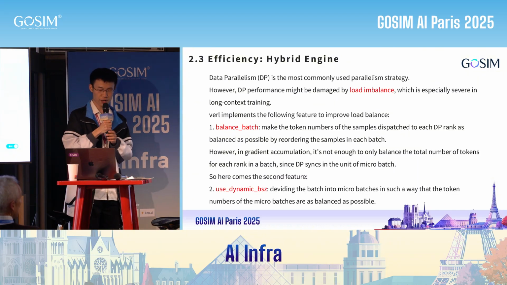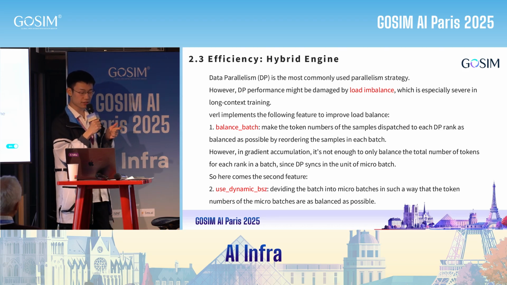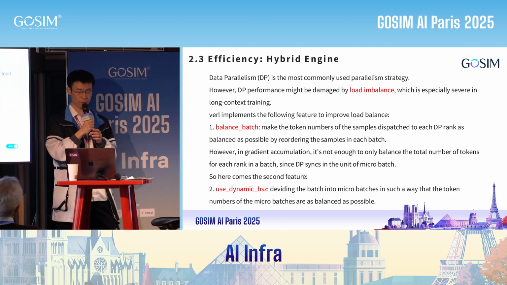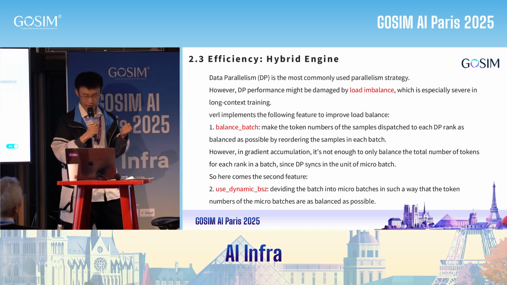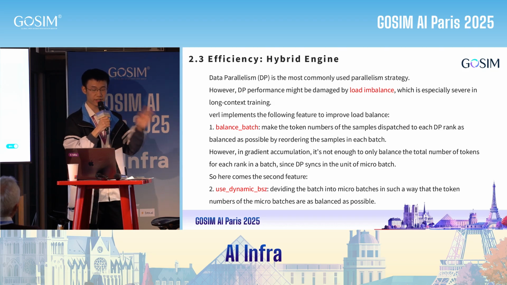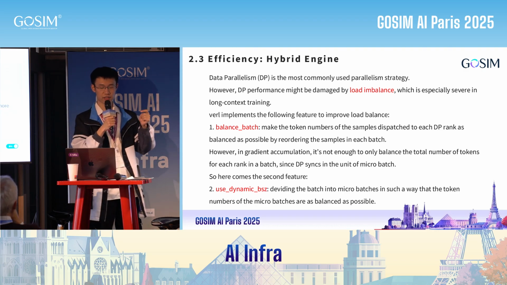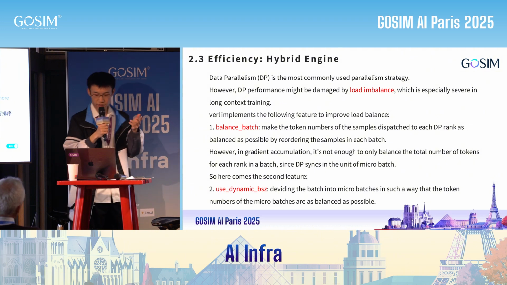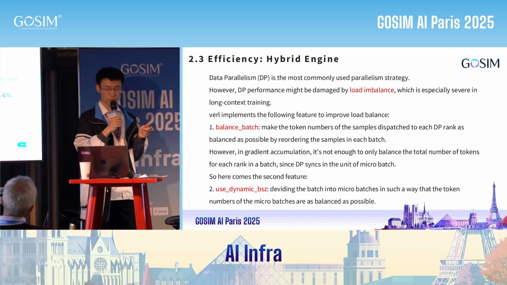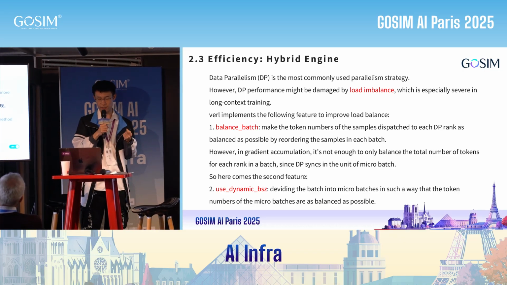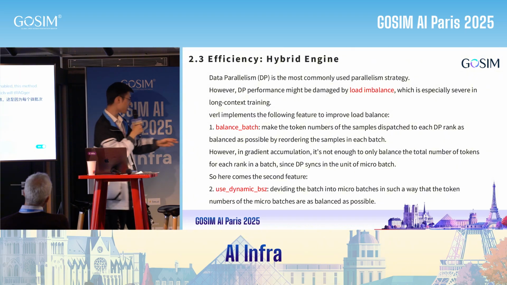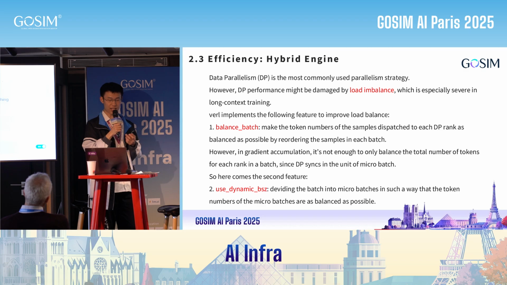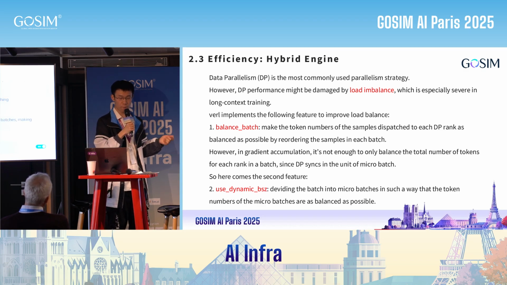Due to the design of the hybrid controller, verl provides a feature to address the load imbalance in data parallelism, which is particularly crucial in long context training. verl improves the load balance through the following two features. Firstly, there is the balanced batch operation. This operation makes the number of tokens in each data parallel rank more balanced by sorting the samples within each batch. However, if gradient accumulation is enabled, this method does not work effectively, because each macro batch will trigger synchronization. Therefore, verl supports dynamic batching. This method can dynamically group samples into macro batches, making the size of macro batches more similar.